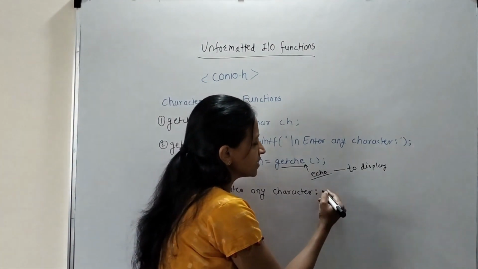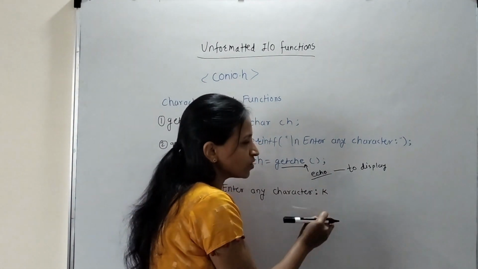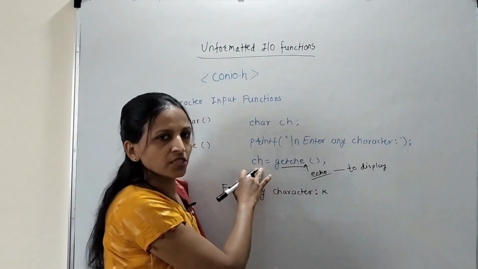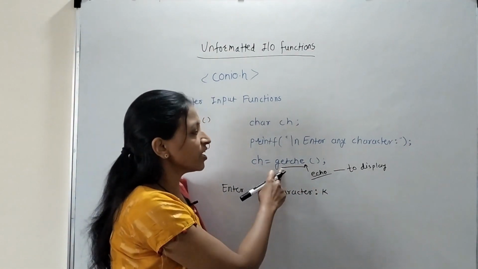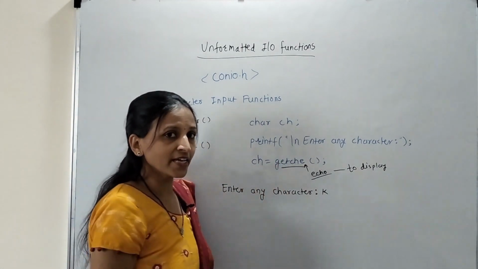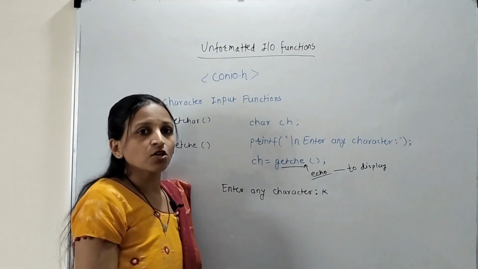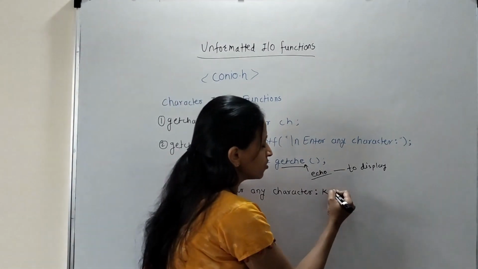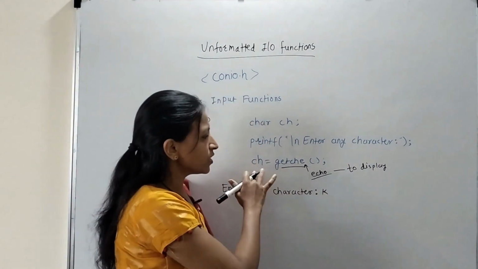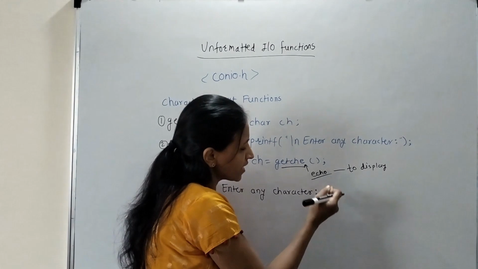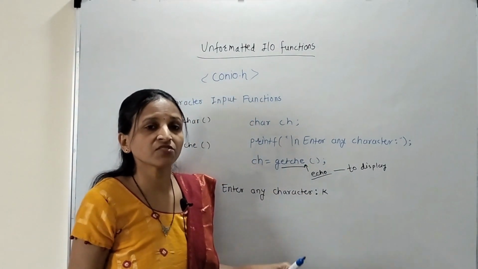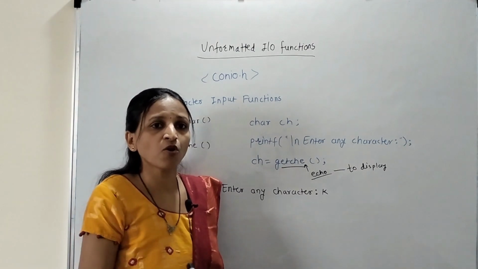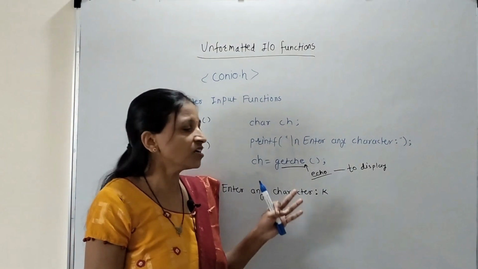Suppose user has entered k. Then as soon as user will type, that will get stored inside ch. There is no chance to change it, because if we are using getche instead of getchar, the backspace key is not allowed. Means that character will not get stored after pressing the enter key. As soon as user will type, that character will get stored inside ch. Means the user cannot modify the character after typing.